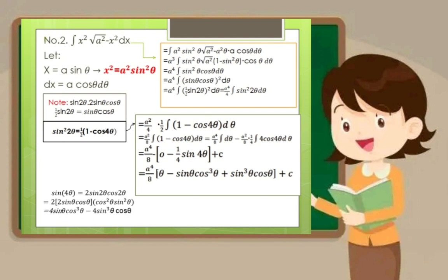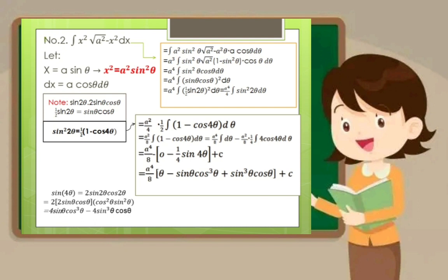So it means we substitute it here. We have a to the 4th power over 8 times theta minus 1/4 sine of 4 theta. So this one is sine of 4 theta. If you multiply this by 1/4, we have minus sine of theta cosine cubed of theta, and this will become plus sine cubed of theta cosine of theta plus c.